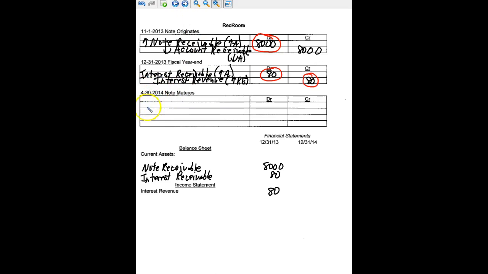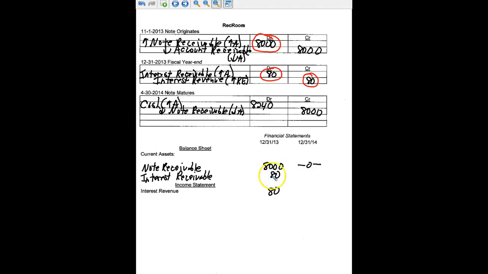So on April 30th, cash will come in of $8,240. Now, $8,000 of that is the principal on this receivable. So after this is all said and done, notes receivable should have a zero balance. So to get that down to zero, we will credit it to reduce it $8,000. Okay, so there was $8,000 in it, we reduced it $8,000, now it's zero.